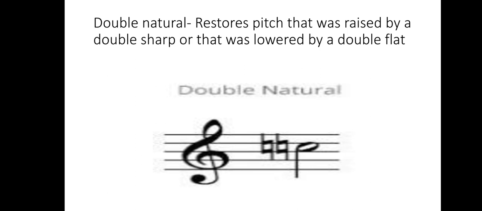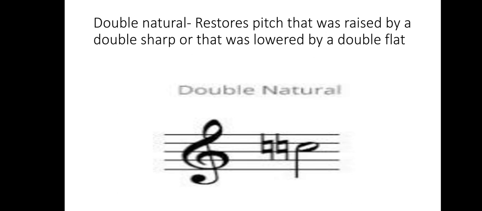That's why this natural here is double. One natural restores just a semitone if it was raised or lowered. So a double natural will restore a full tone. That means if a double sharp was applied previously and raised the pitch of that note by one tone, this double natural will reduce it by the same amount of one full tone, and it will come to the normal or natural sound of that note.